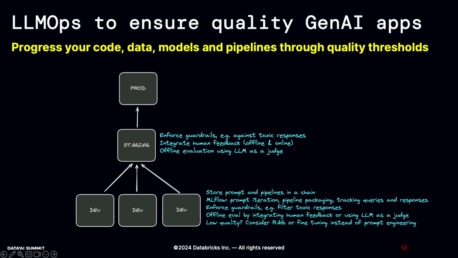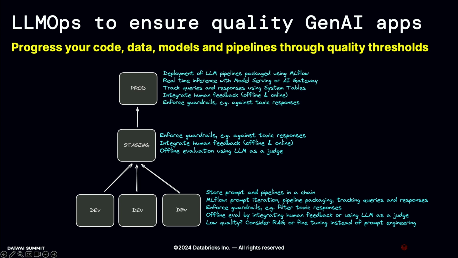Then when you move to staging, again, make sure to enforce guardrails and still integrate human feedback. This time, because you try to mirror when it's going to be live, you can integrate live human feedback. So for example, if you have a chatbot, users can give a thumbs up or a thumbs down, depending on the quality of the response, and you can still use LLM as a judge. And then you reach prod, and so here you can deploy your LLM pipelines.